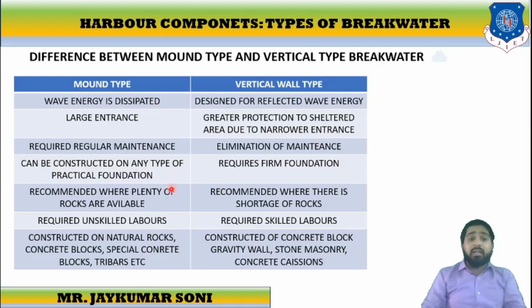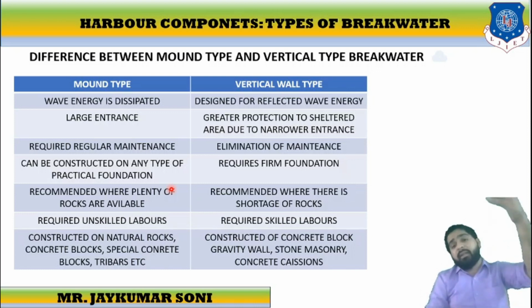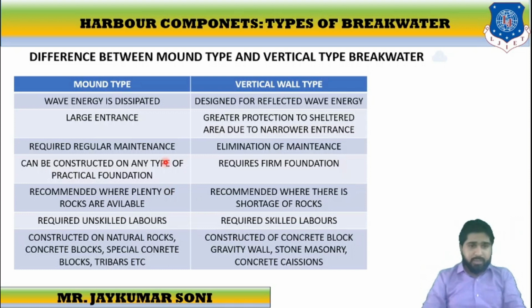The mound type can be constructed on any type of practical foundation, but a vertical wall, which is constructed in a systematic manner, requires a firm foundation. Mound type is recommended where plenty of rocks are available. The vertical wall type is recommended where there is a shortage of rocks. While constructing the rubble mound type, we do not need skilled laborers, so unskilled laborers may be used. But in the case of vertical wall type, which is the systematic construction, skilled laborers are required.